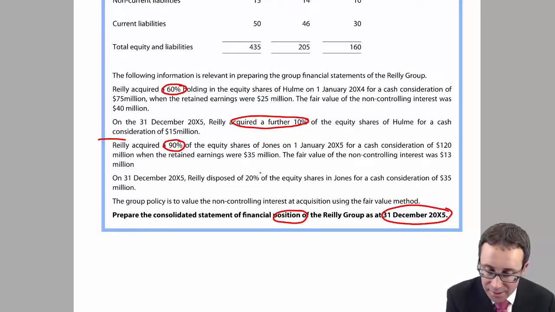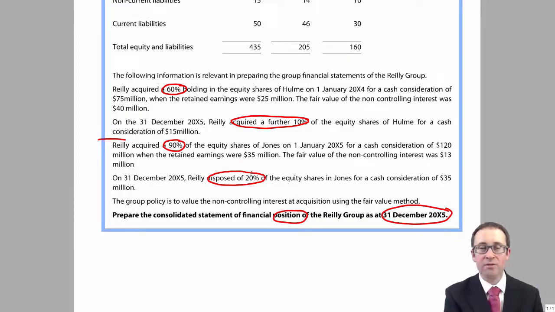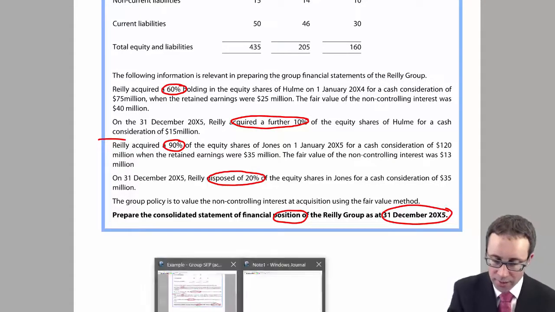But then what it says is we disposed of 20% of the shares in Jones for a cash consideration of 35 million. So there is a disposal. We had 90, we've lost 20, so we now have 70? So again, there's just a change in ownership, so a transfer of reserves between the parent and the non-controlling interest. Key bit under both is that you have control at the end of the year, don't we? So we have two subsidiaries within the question.